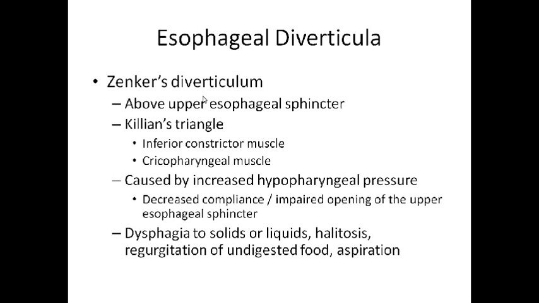First one, Zenker's diverticulum. It's just above the upper esophageal sphincter, at Killian's triangle. I will get you an illustration of this also. What makes up Killian's triangle is the inferior constrictor muscle and the cricopharyngeal muscle. So it will fit in between those two muscles and cause the diverticulum.